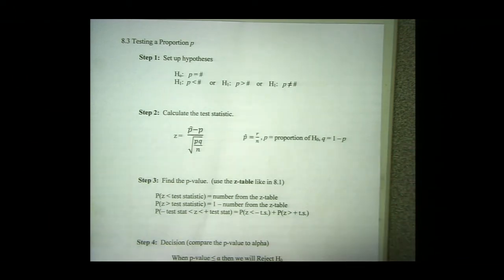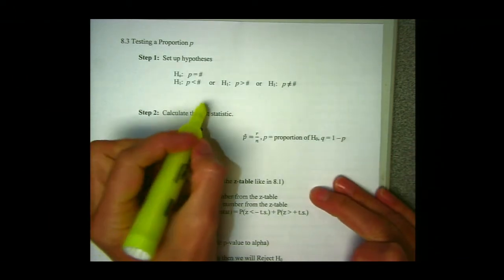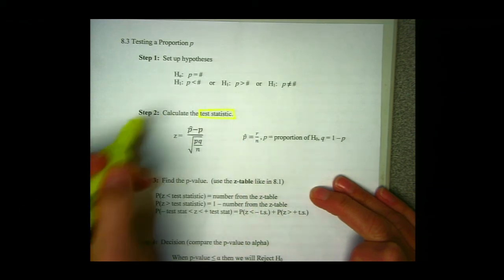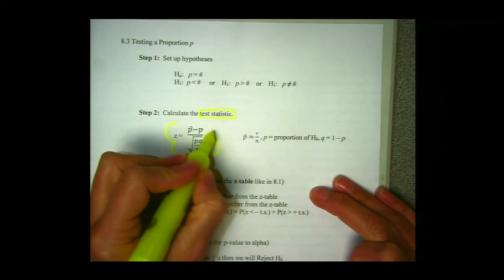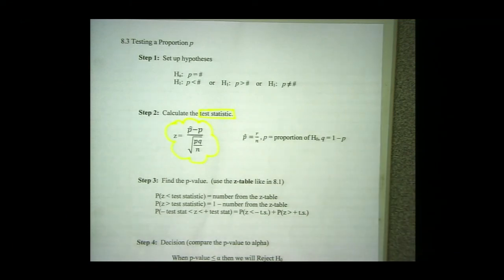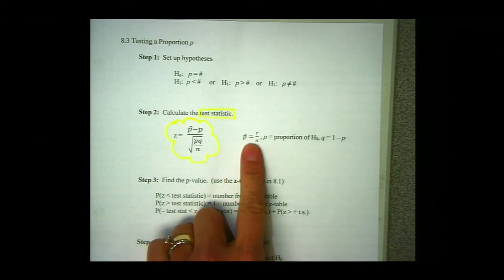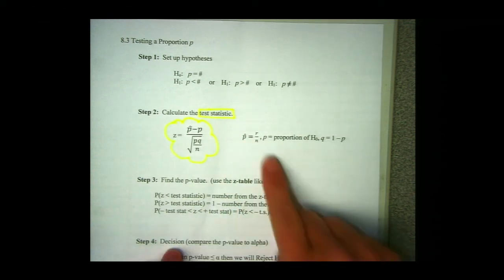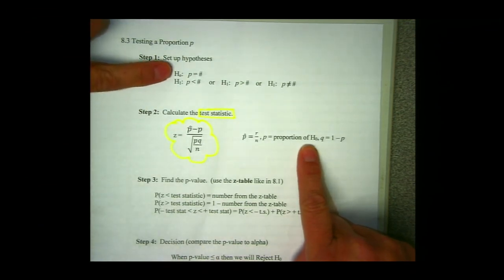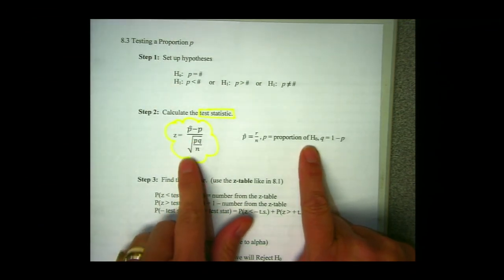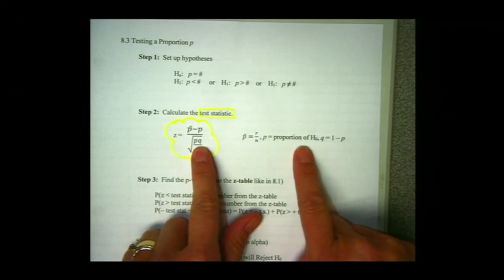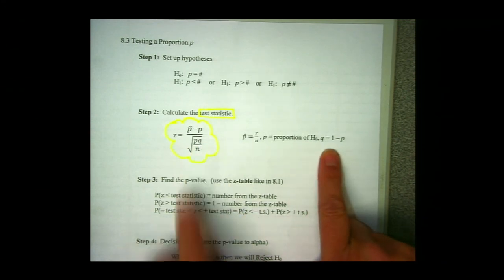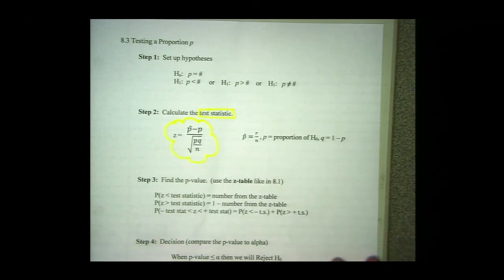So step 2 is calculating your test statistic. And if you'll notice, this is a z value, and here is the formula that we will use. It will be p hat minus p, where p hat is equivalent to r, your number of successes, over n, and p is the proportion that we set up in the null, divided by the square root of p times q, where q is 1 minus p, divided by n. So this is what we will do for our test statistic.